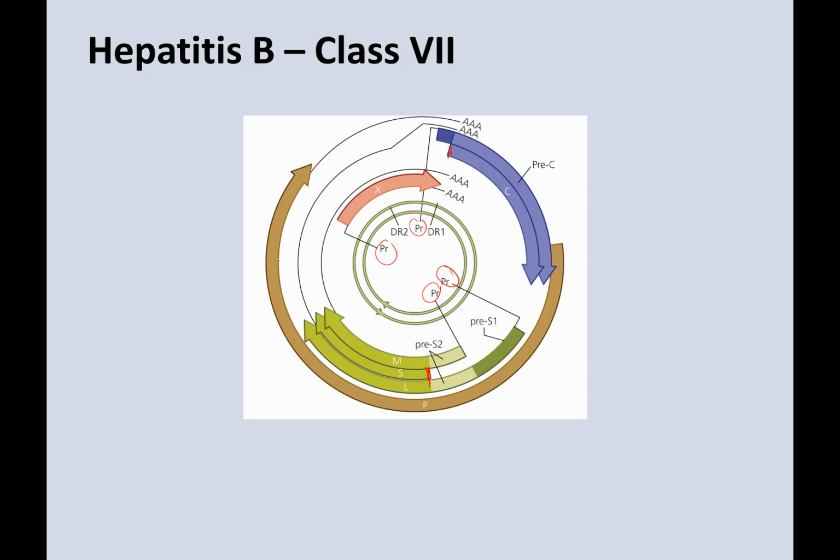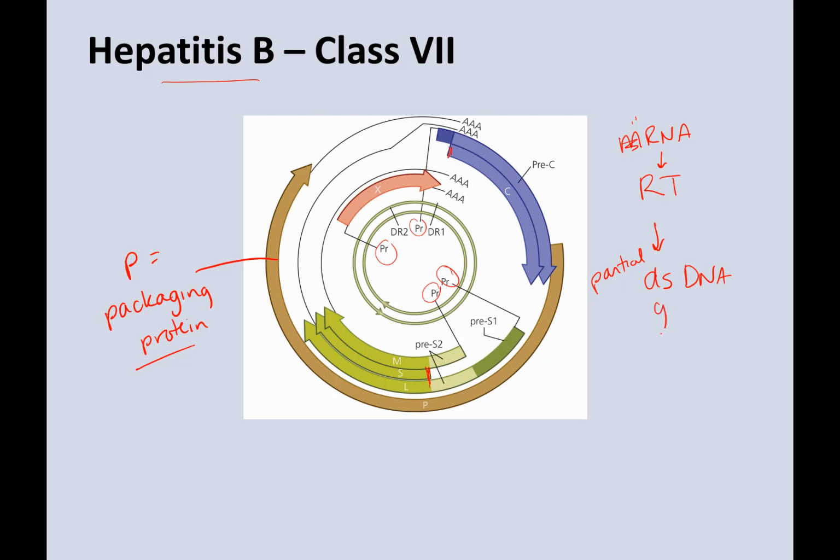Remember, this one's kind of cool because this P is for the packaging protein. This protein actually binds the mRNA and packages it, and then remember hepatitis B uses reverse transcriptase. It makes an RNA, uses reverse transcriptase, and then makes that partial double-stranded DNA genome inside the capsid.